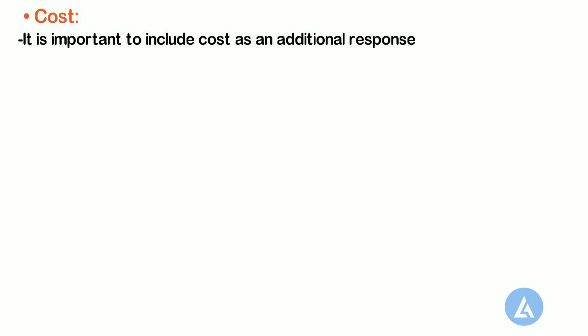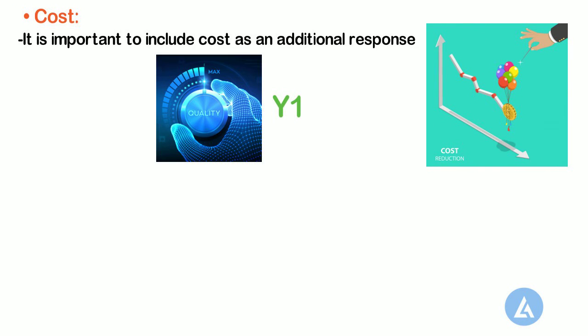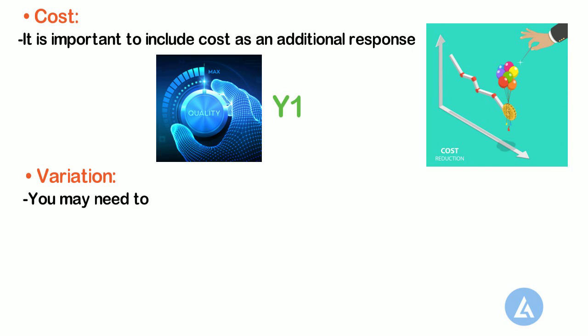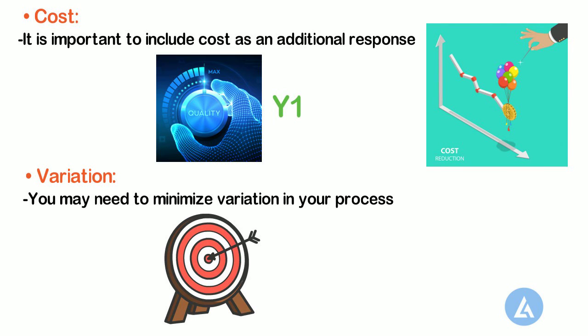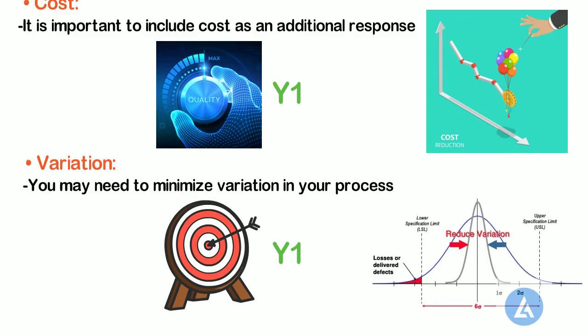cost. Often, it is important to include the cost as an additional response. One approach is to maximize the initial response variable while minimizing the cost. And variation. You may need to minimize the variation in your process. One approach is to target the mean of the initial response at a particular value, while minimizing the variation of the response. If you have multiple responses, then you should try to study those responses with your experiment.